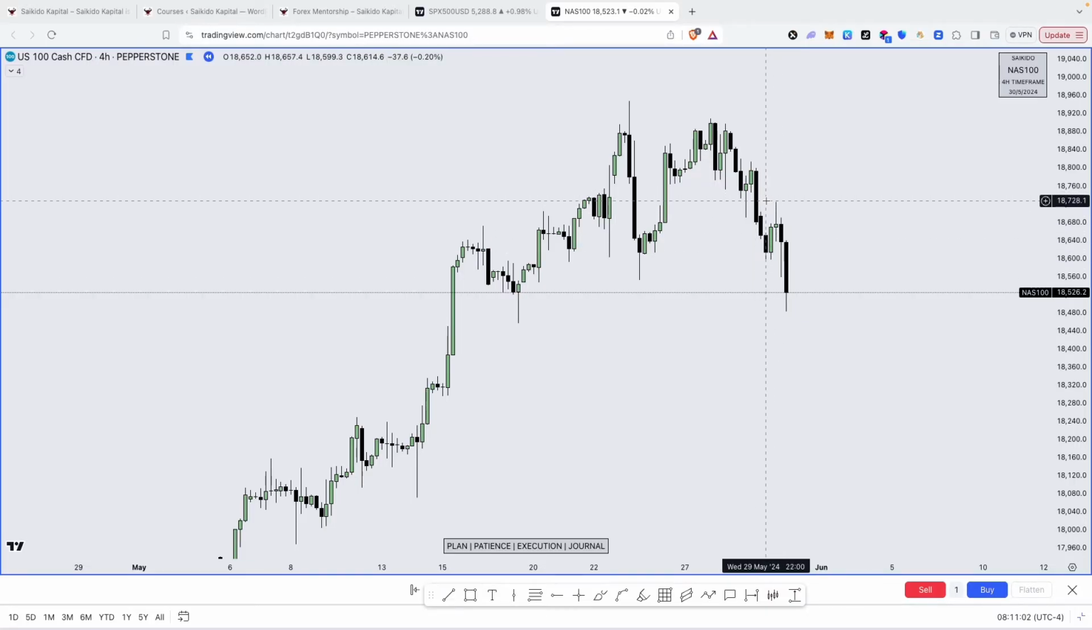Fair value gap at premium of this dealing range now. If you look at the swing low and the swing high, equilibrium is somewhere here. Then this is a premium. So I want to see it respect this premium fair value gap.